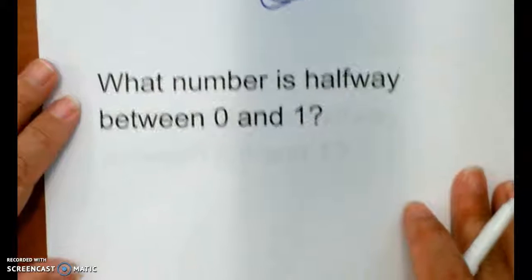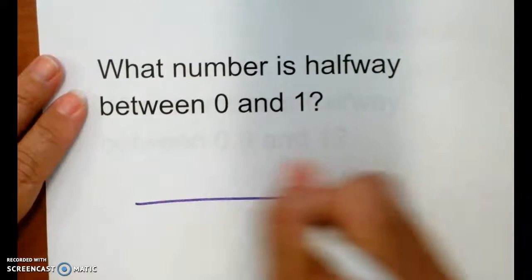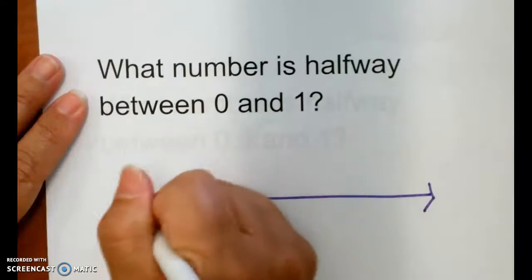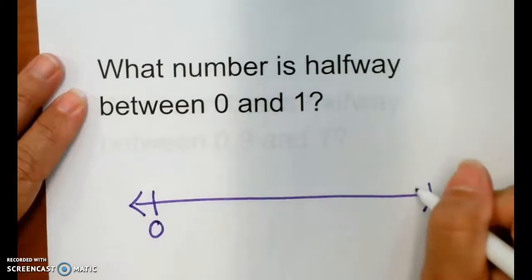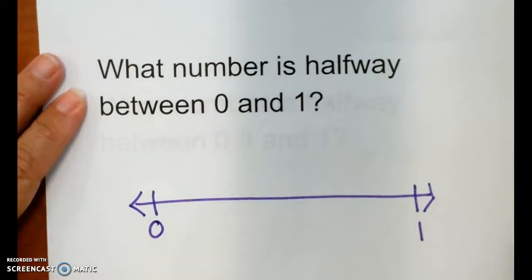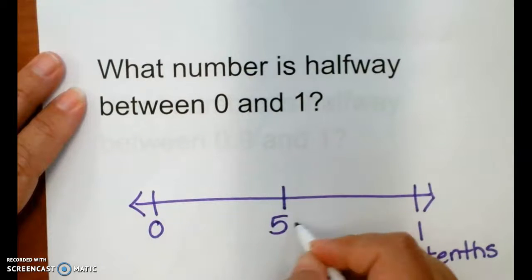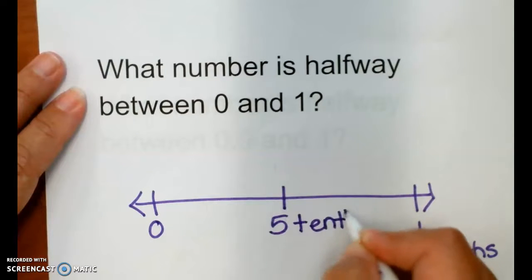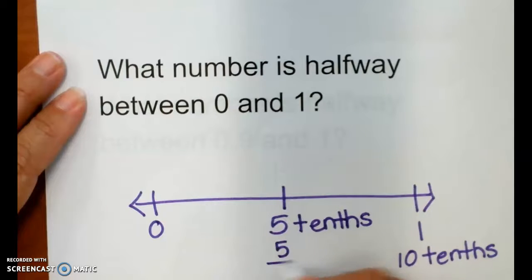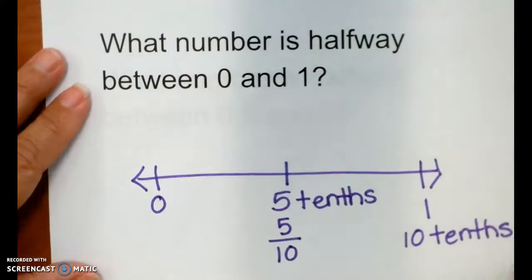But what number is halfway between 0 and 1? So, again, draw a number line. We have 0, we have 1. 1 is also 10 tenths. How many tenths are halfway between 0 tenths and 10 tenths? We can take what we had at the first one, and we know that that's 5 tenths, which can also be written like that. Okay, with me so far? I hope so.